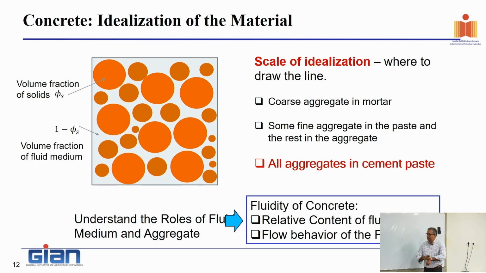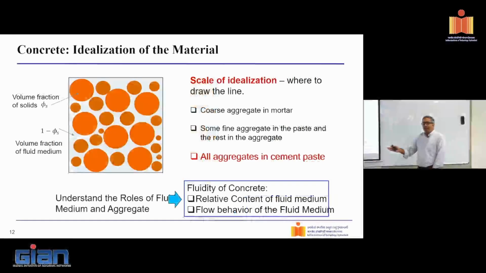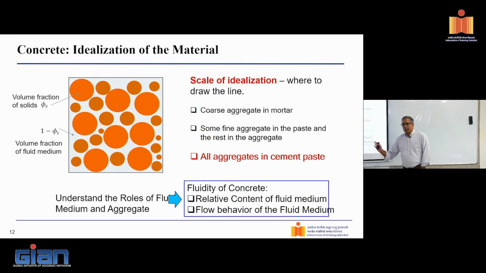I'm going to revisit this just for a few minutes. If you look at concrete, I can look at it as if it's made up of aggregate in a fluid medium that is shown in the light gray here. The aggregate is shown in orange. Now, what scale of representation should we use? What should I call this fluid medium? My one choice could be that I consider concrete as an idealization of coarse aggregate in mortar. So at that scale of idealization, all the oranges here are coarse aggregate. The gray here becomes the mortar. So my fluid medium becomes mortar.